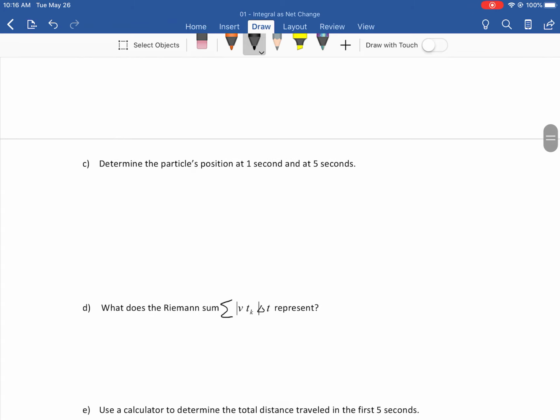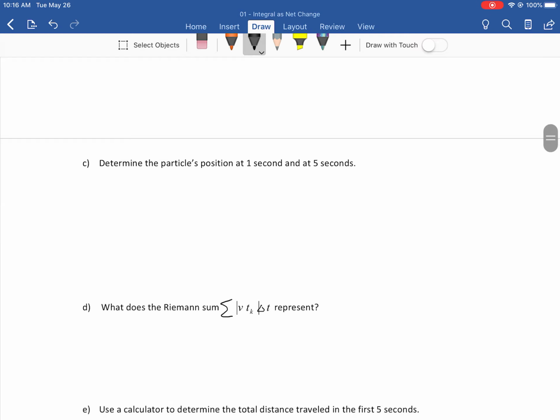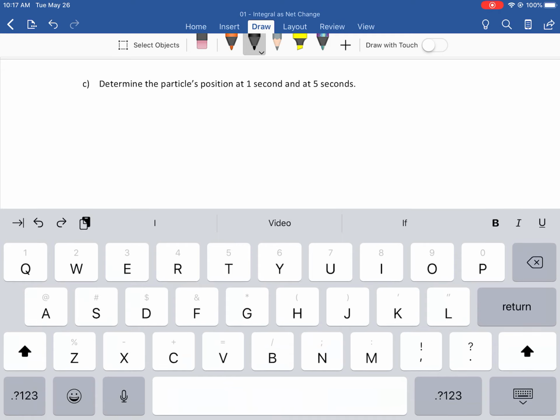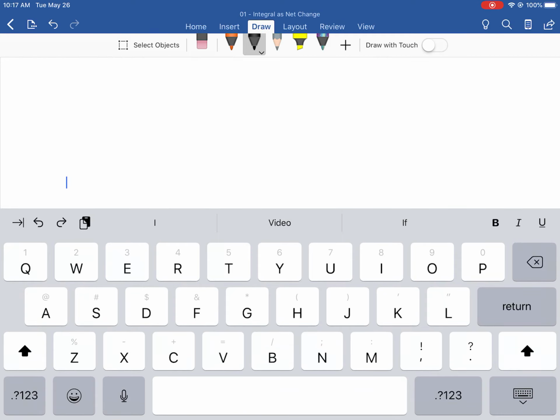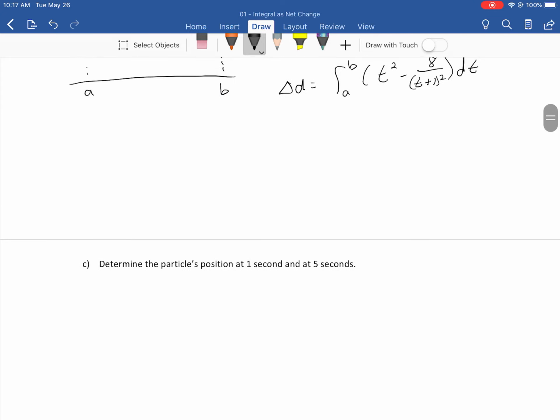It says determine the particle's position at 1 second and at 5 seconds. So first what I want to do here is open myself up a little space. There we go. So we want the particle's position. I'm just going to rotate to there. So at 1 second, at 5 seconds. So first of all, I'm going to call that part A and part B. So here we go, part A. I want to find the delta D this time, but from 0 to 1 second. How far did it travel from 0 to 1 seconds?